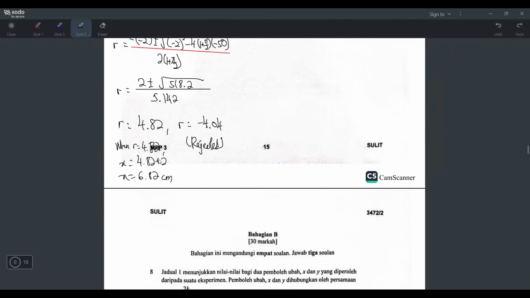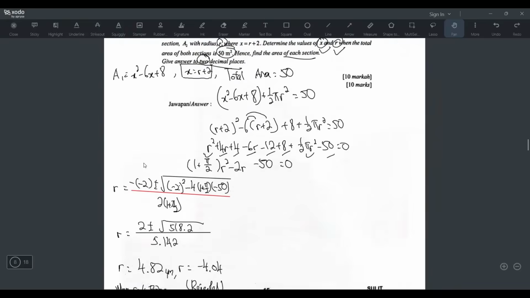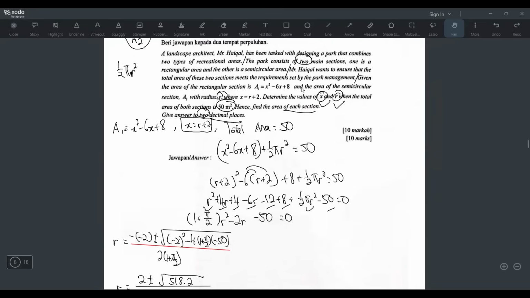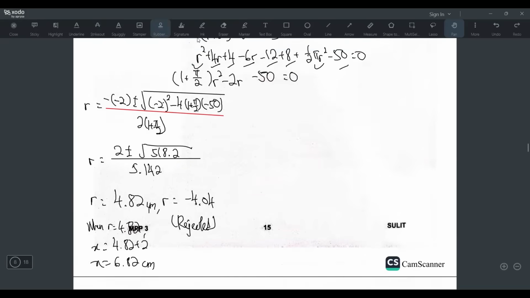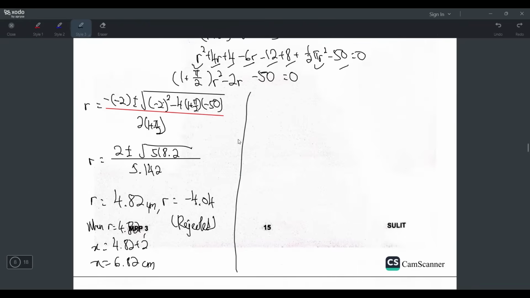And let's write cm, because this is the length, right? Okay, after having all this X and R, the question says determine the value of X and R, so I already did it, but it's not over yet. They said hence find the area of each section. So after finding X and R, I still need to find the area. Okay, so I will do it here. Area means find A1 and A2.